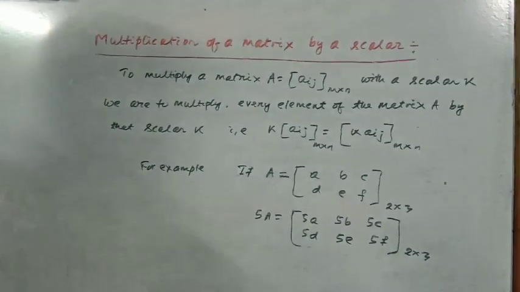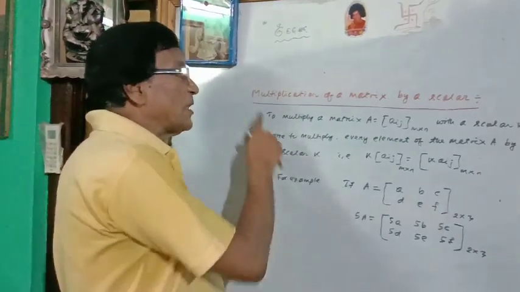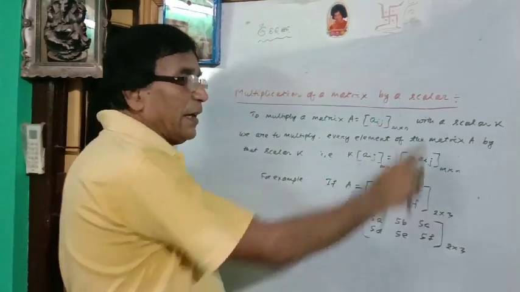So this is all about the multiplication of a matrix by a scalar k.